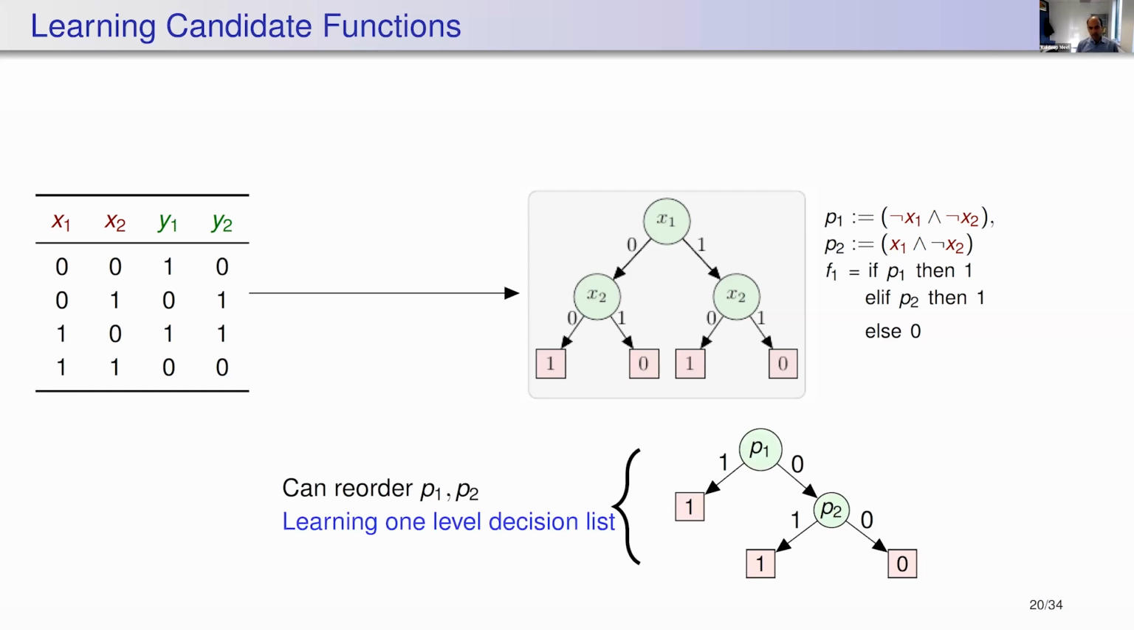There is something worth remarking here: this corresponds to a one-level decision list. What do I mean by a level of a decision list? P1 and P2 can be reordered without any effect on the function. So there's only one inherent level of the decision list. If you look at this representation, we can reorder P1, P2 as we want.